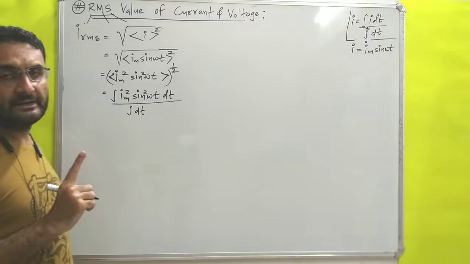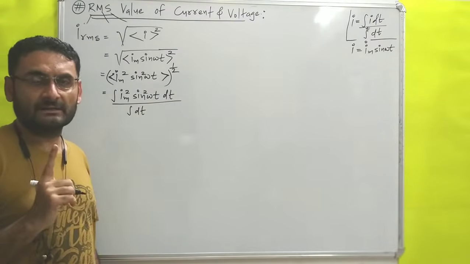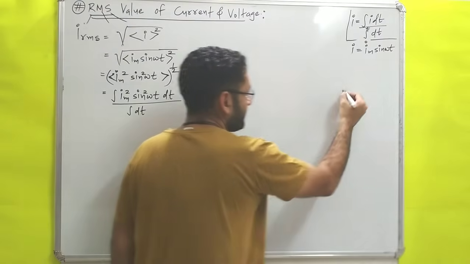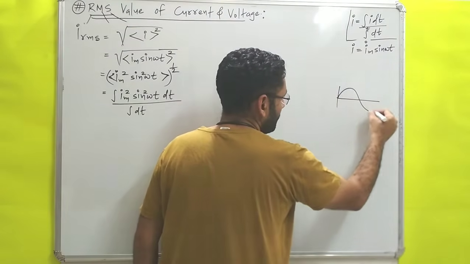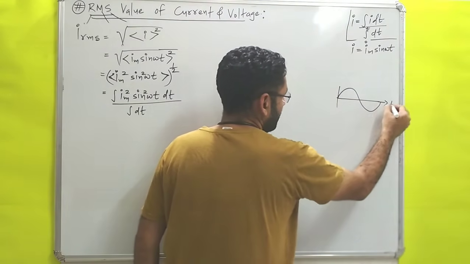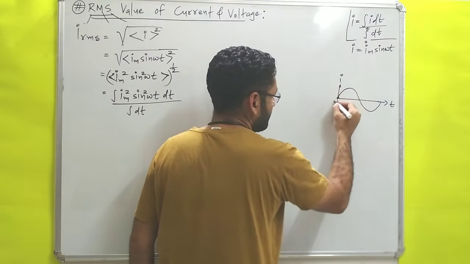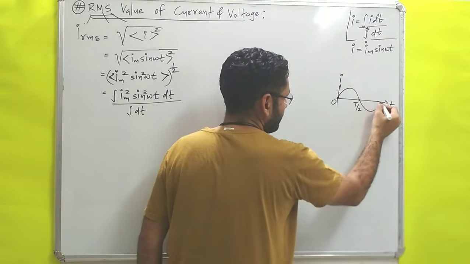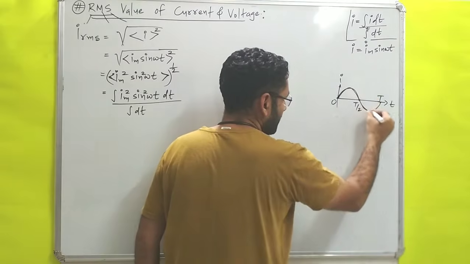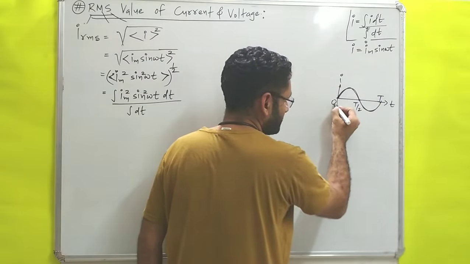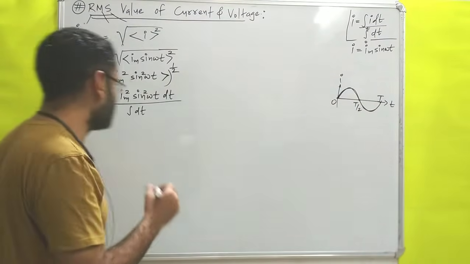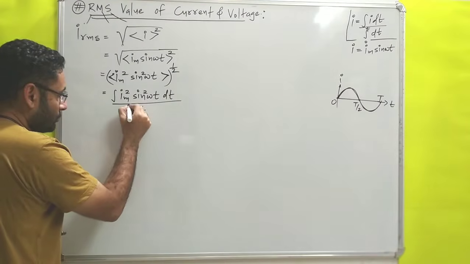Now here we are finding the RMS value for full cycle. And for full cycle, you know very well, for full cycle, that is your full cycle, and that is your time axis, that is your current axis. So that is your 0 time, that is T by 2 time, and that is T time. So for full cycle, that means integration of 0 to T, that you know very well. So I will write integration of 0 to T.